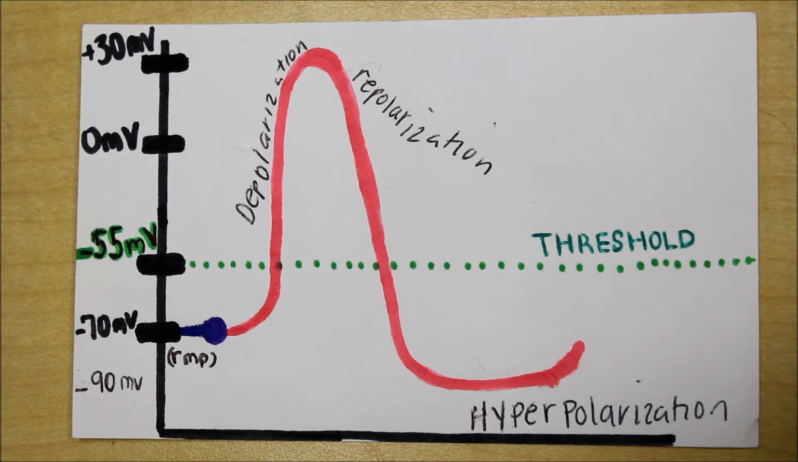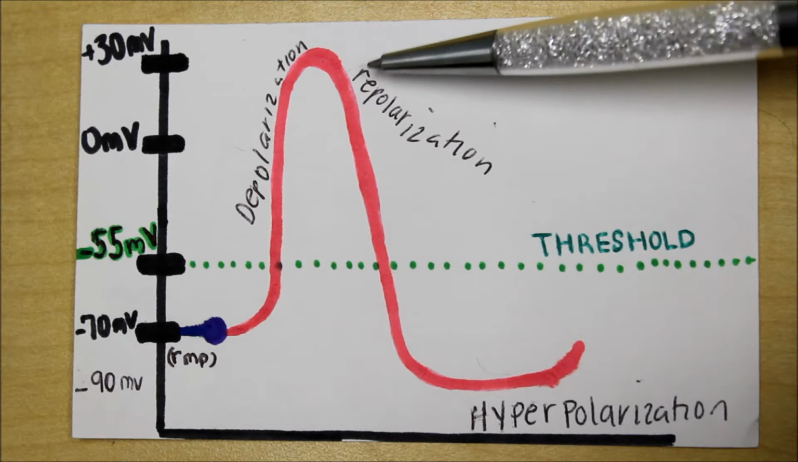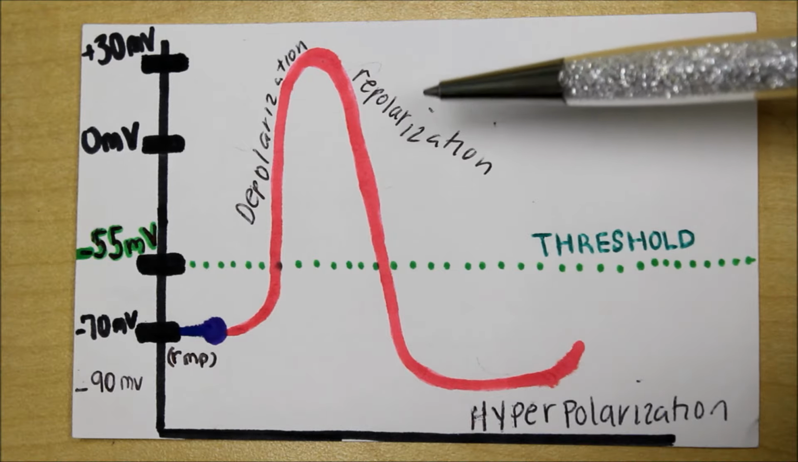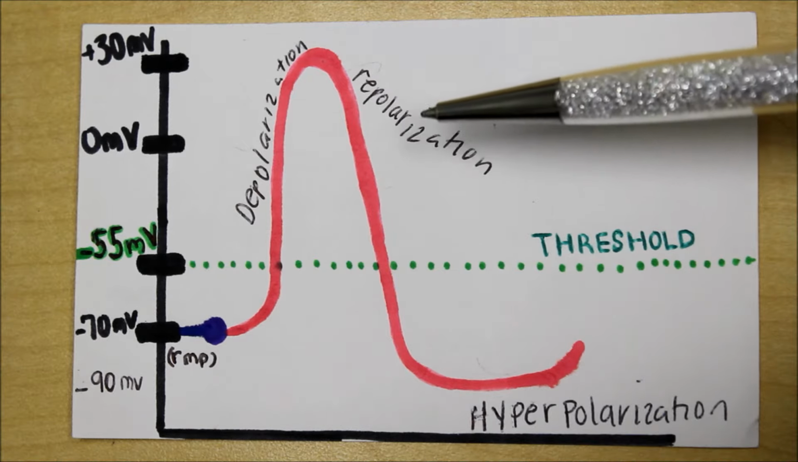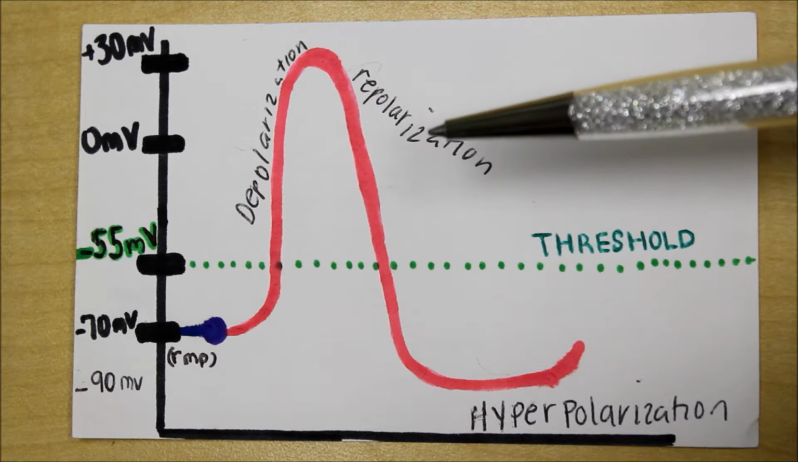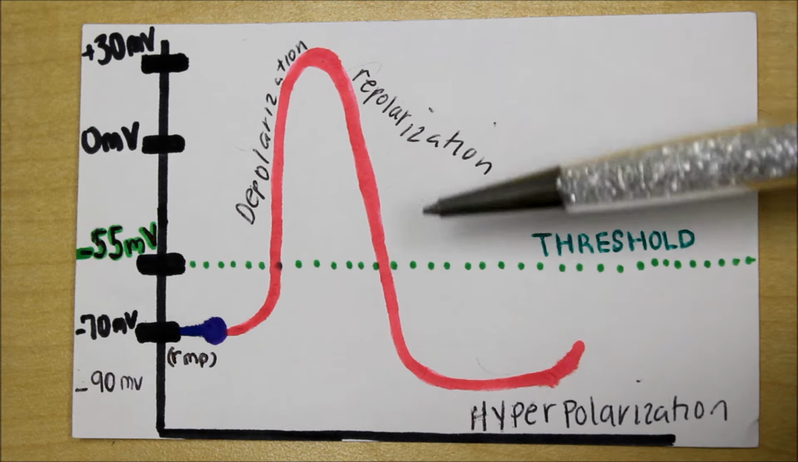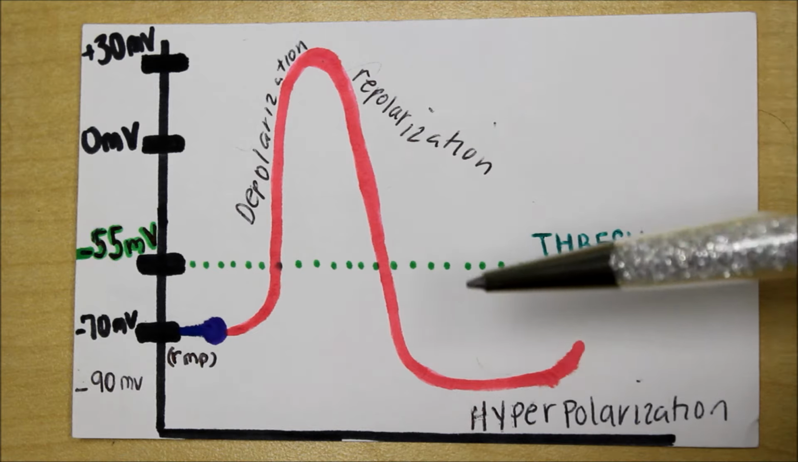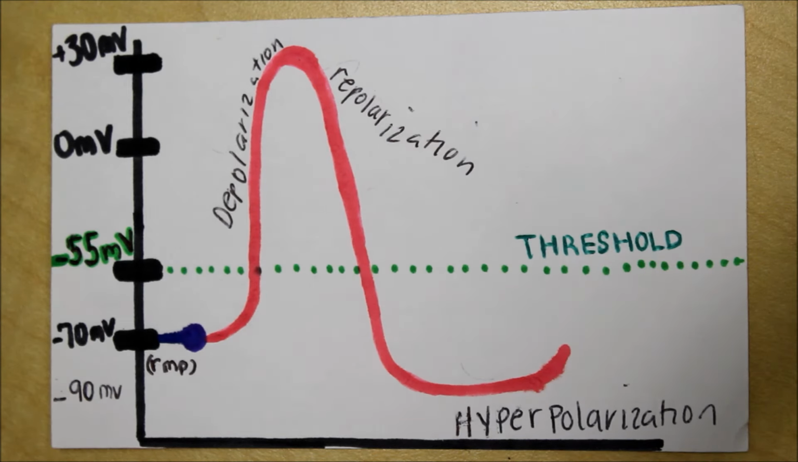At repolarization, this is when the sodium channels are closed and the potassium channels are leaky. They're kind of sort of open, and then it goes down to hyperpolarization. Hyperpolarization is when the cell membrane potential is around negative 90 millivolts. It wants to go back to negative 70 millivolts, which is resting membrane potential. So that is when the sodium potassium pump starts working.